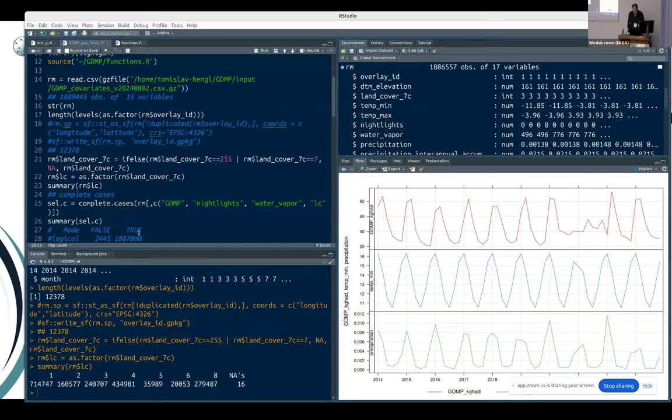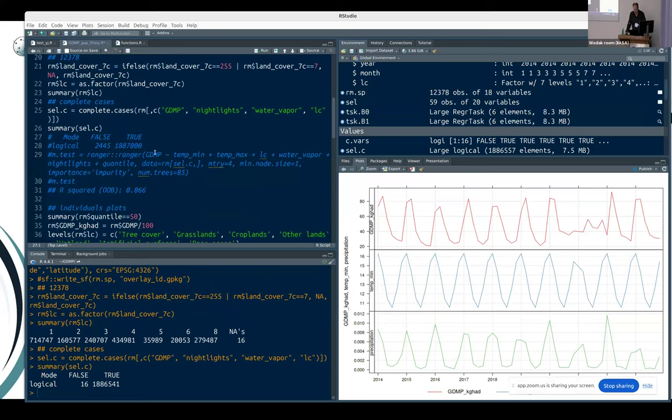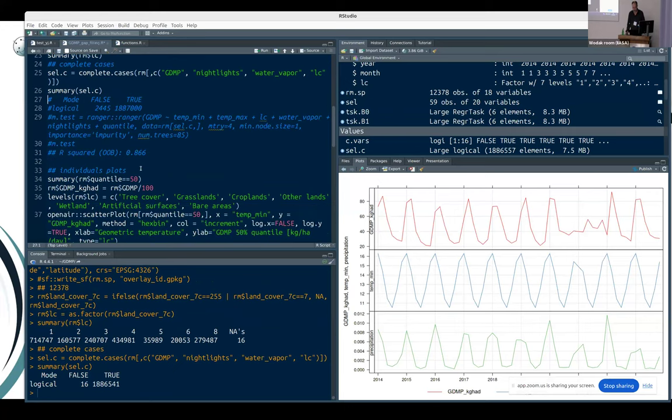And then I can subset to the complete values. There's 16 points where I don't have some values, so I cannot model, so I remove that. And then I will do a ranger. I can fit a random forest model. This ranger, even though it's a fast implementation, if I fit it now, because it's 1.8 million points, it will take about 5 minutes or something. So I'm not going to do it, but it's possible to fit it. And here I got the R square 0.87, right? So I just commented it out.